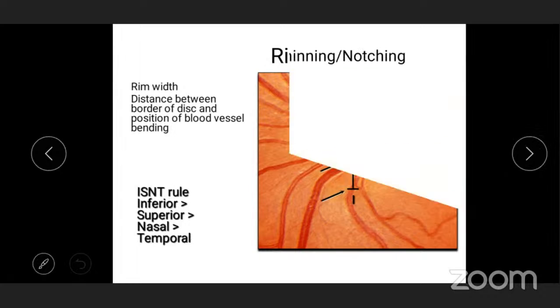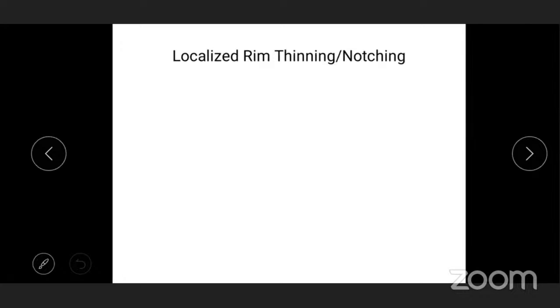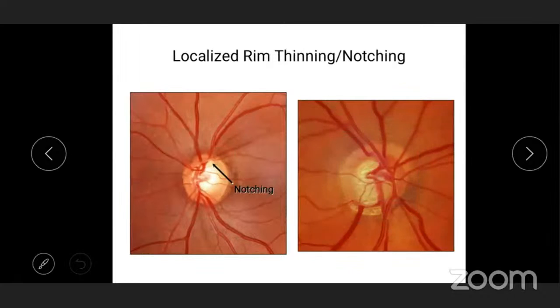Remember what I'm going to tell you next. In the notching of the rim, the question asked is, what is the commonest site for the notching of the rim in most glaucoma situations? The answer is the photograph on the right, this one. So it's actually the inferior part. To be very precise, it is the inferotemporal part in which you commonly see the thinning of the rim or notching of the rim, as we call it, as shown in this photograph.